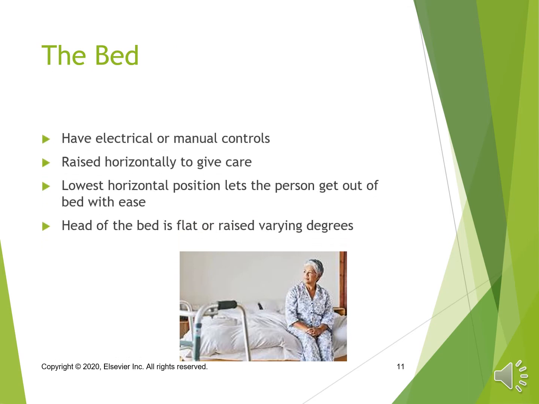The bed. The bed has electrical and manual controls. It can be raised horizontally to give care, and it is also lowered. The lowest position lets the person get out and get in the bed with ease. The head of the bed is flat and raised in varying degrees. Electrical beds are common. Controls are on a side panel, a bed rail, or the footboard, and some controls are handheld devices like the one on our bed.